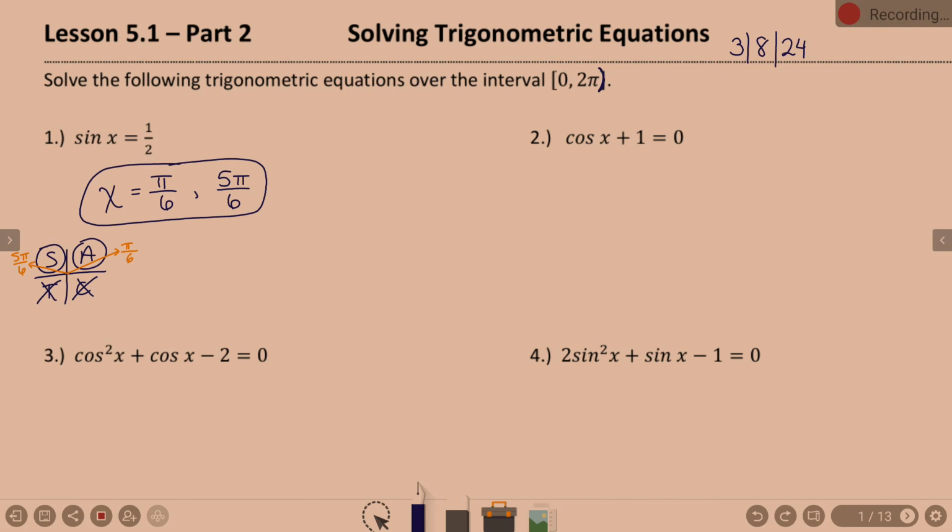The idea of your last step every time is going to be a trig function equal to a number. Where does it equal that number? Technically you could have no answers. We'll experience that at some point. We could have 1 answer, 2 answers, 3 answers, you could have 4 answers. It all depends on the situation.